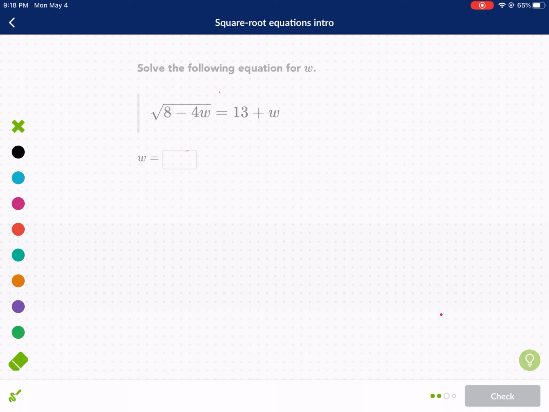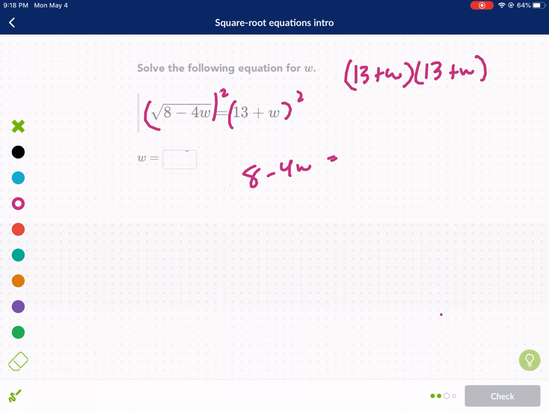We can use the power rule, and let's get started. So we apply the power rule. We get the square root, oops, sorry, that undoes the square root. So we get 8 minus 4w. Now on the right side, we are going to get a binomial squared. So we're going to have to FOIL this, or LOIF, or whatever you want to call it. So on the right, we're going to get 169 plus 13w plus 13w, 26w, plus w squared.